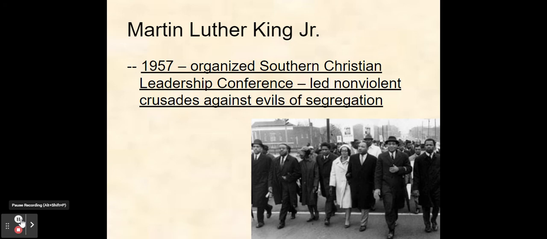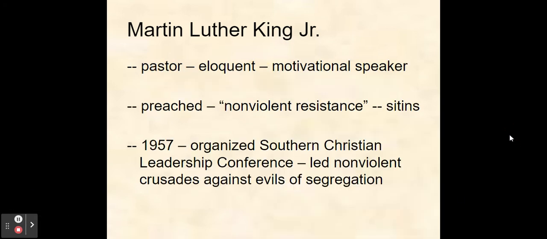So, Dr. King, his wife Coretta, and other supporters, their goal is to lead nonviolent crusades against the evils of segregation around the country. We have not heard the last from him. We're going to hear some more about him as we go through the next two lessons.